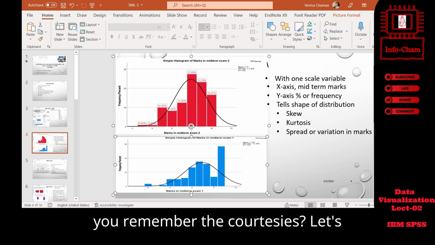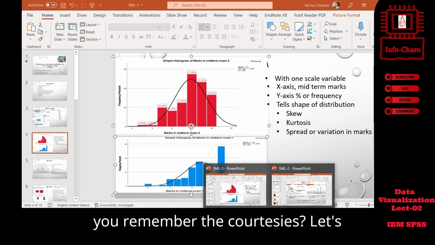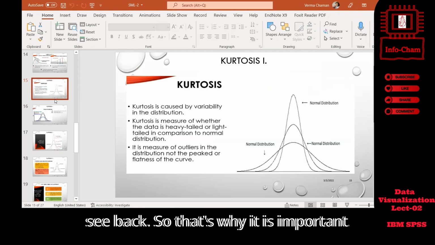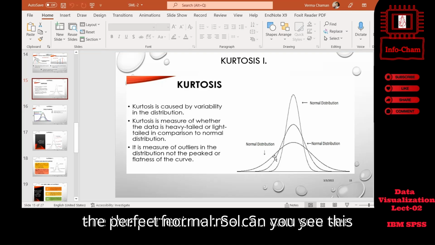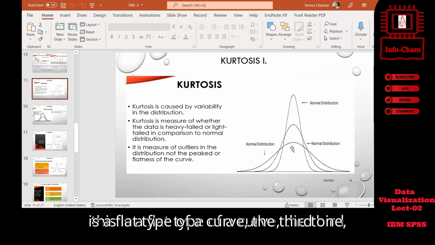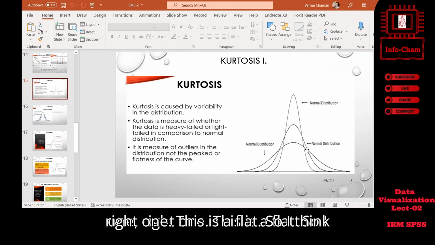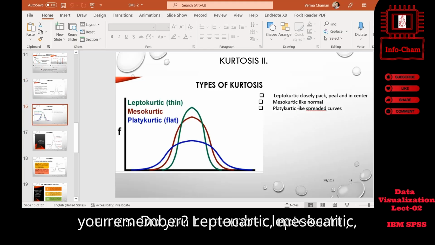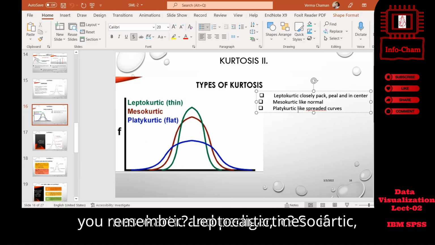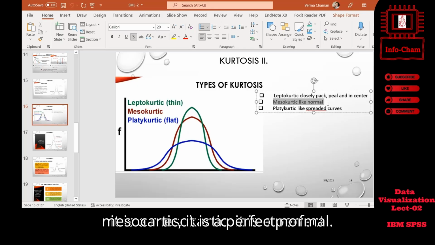Now we can also check the kurtosis. Do you remember the kurtosis? Let's see back. That's why it is important. Can you see this is the exact normal distribution, or the perfect normal? Can you see this is a flat type of curve? The third one, the right one, is flat. I think there have been some names. Do you remember? Leptokurtic, mesokurtic, and platykurtic. If it is mesokurtic, it is a perfect normal. I think this one is intermediate.